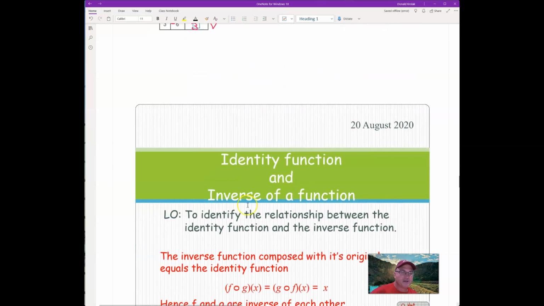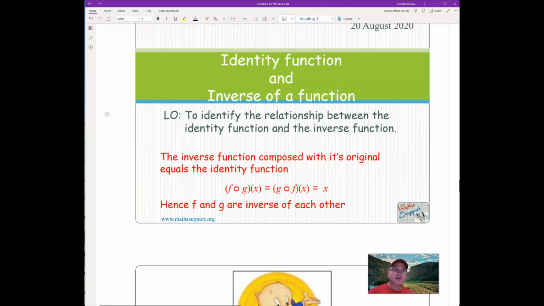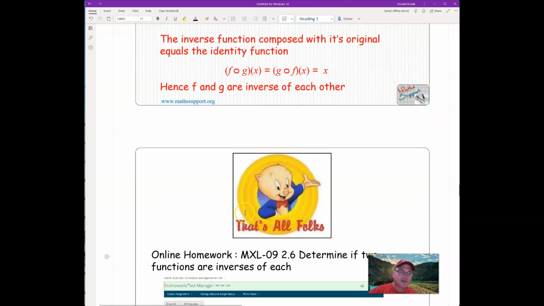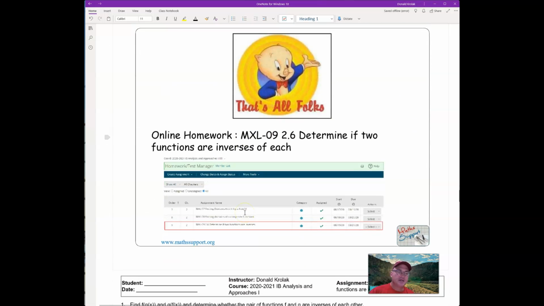For this lesson, this is the question we started out with, and we learned that the inverse function composed with its original equals the identity function. That's the relationship between the identity function and the inverse of a function. Your assignment is Math Excel 9, determine if two functions are inverses of each other. And in the next lesson, we actually take a function and algebraically turn it into its inverse.